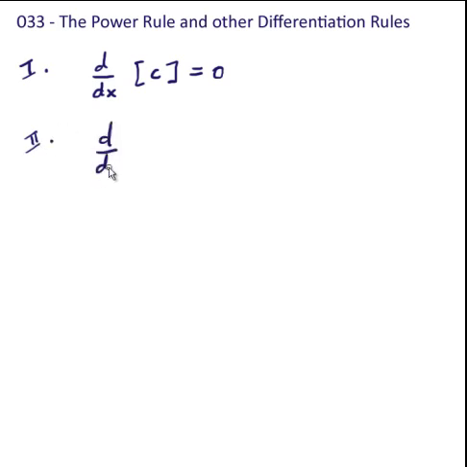Okay, and similarly, the derivative of mx plus b, where m and b are constants, that's the derivative of a line with slope m. So we saw in the previous lecture, or in 031, that this was equal to the slope m. Again, this makes sense because a line has slope m and the derivative is a slope function.